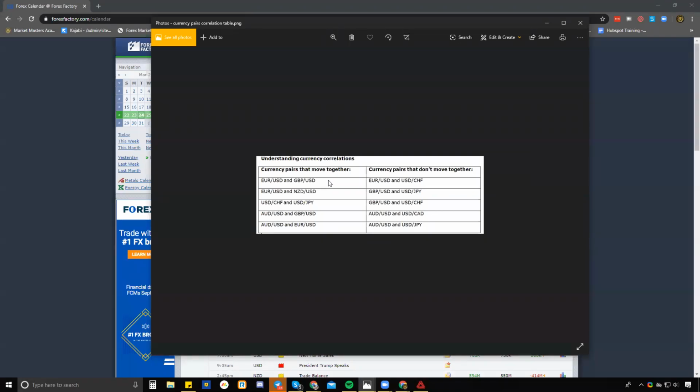So what correlation pairs are is certain pairs that either move together or move opposite from each other. If you can see on the left hand side of this, it says currency pairs that move together. What move together means is if the Euro USD is going up, most likely GBP USD is going up as well. Same thing with Euro USD and NZD USD. So if you think about it, all three of these move together.